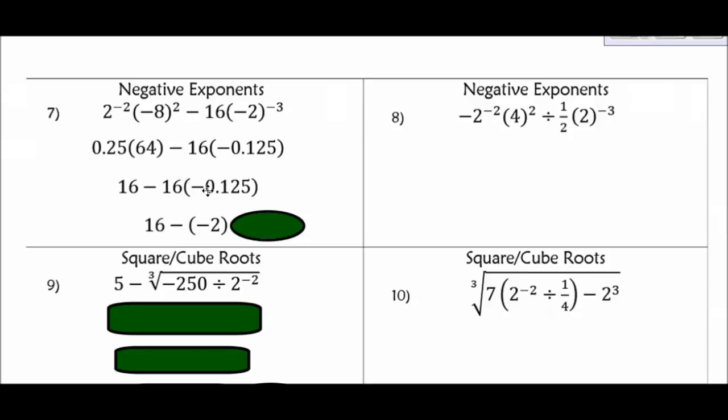This gave me a negative 2. I put it in parentheses. You don't have to. I just think it looks cleaner rather than writing 2 minus signs right next to each other. It's not multiplication. I'm still subtracting. It's 16 minus negative 2, which is 18.